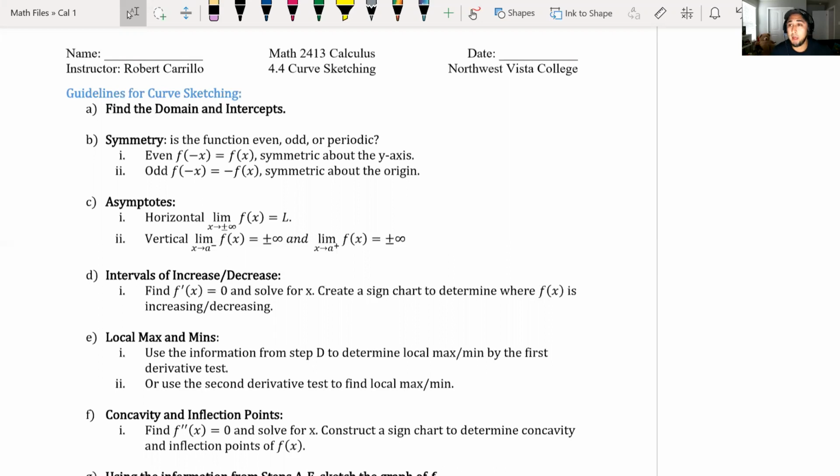Step A, purely algebraic. Find the domain and the x and y intercepts. That's it. Step B, symmetry. Is the function even, odd, or periodic? When I say periodic, that's if you come across a trig function. For these ones, I think I'll be nice and we'll only get rational functions, which are still not nice, but it's nice, okay?